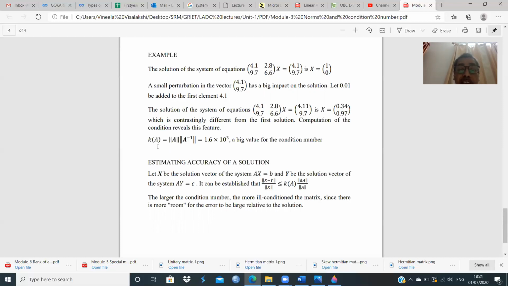Let us see what happened exactly. When you calculate the condition number in this case, it gives a very, very high condition number, 1.6 into 10 to the power 3. So a high condition number is an indicator of an ill-conditioned system of equations, and a condition number close to 1 is an indicator of stability. These are the very important takeaway points of this particular lecture on vector and matrix norms and the condition number and its importance.